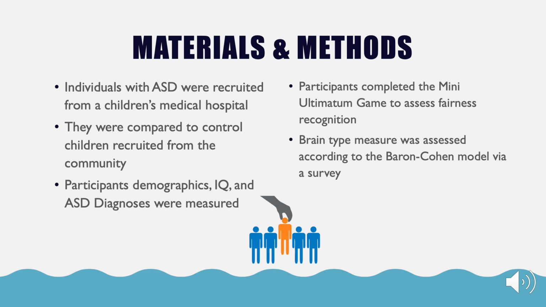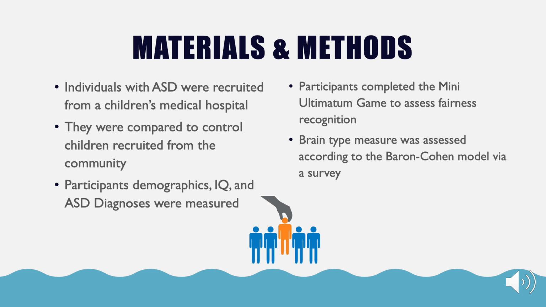The researchers then asked participants to do two different things. They assessed their fairness by having them complete this thing called the mini ultimatum game. And then they also did a brain type measure. And this was just another way for the researchers to assess autism spectrum disorder and how it relates to the theory of mind and executive functioning I was talking about earlier.